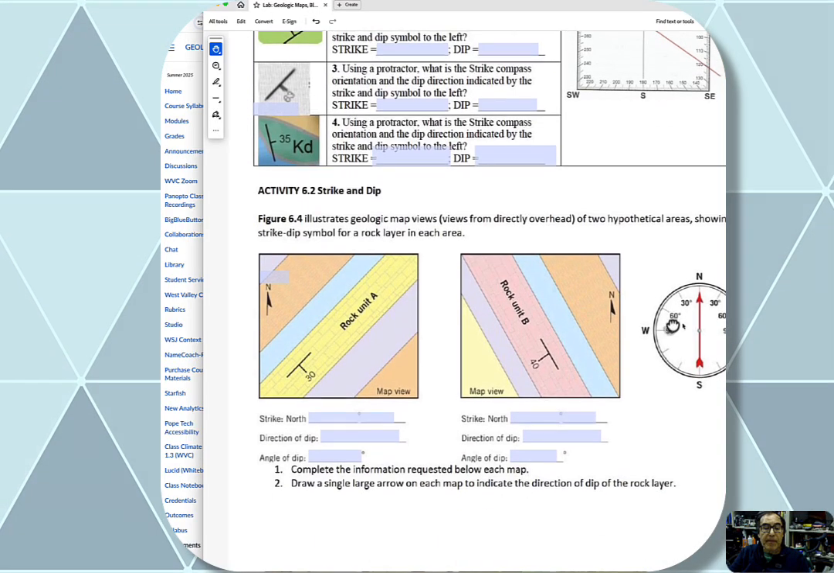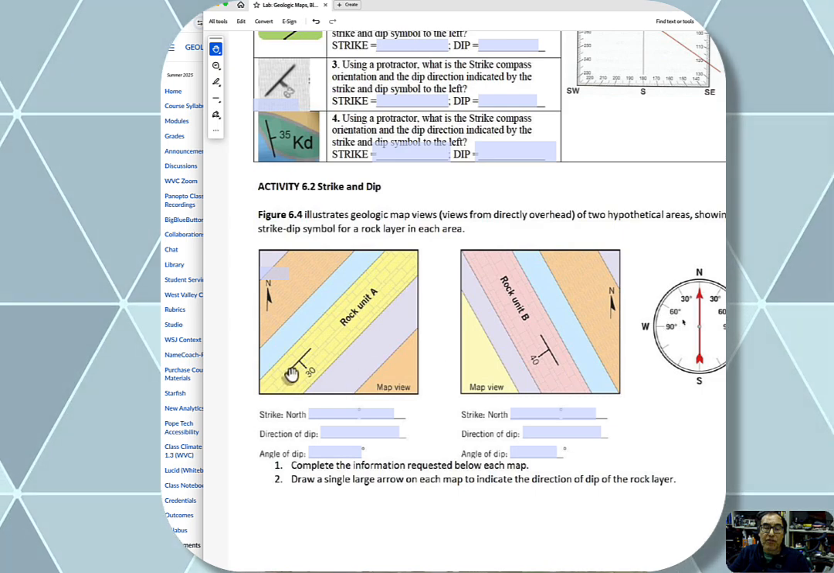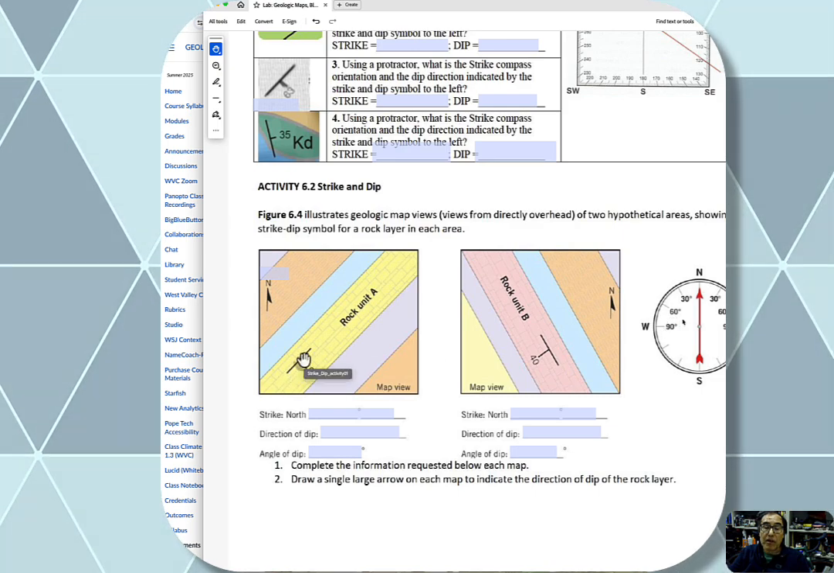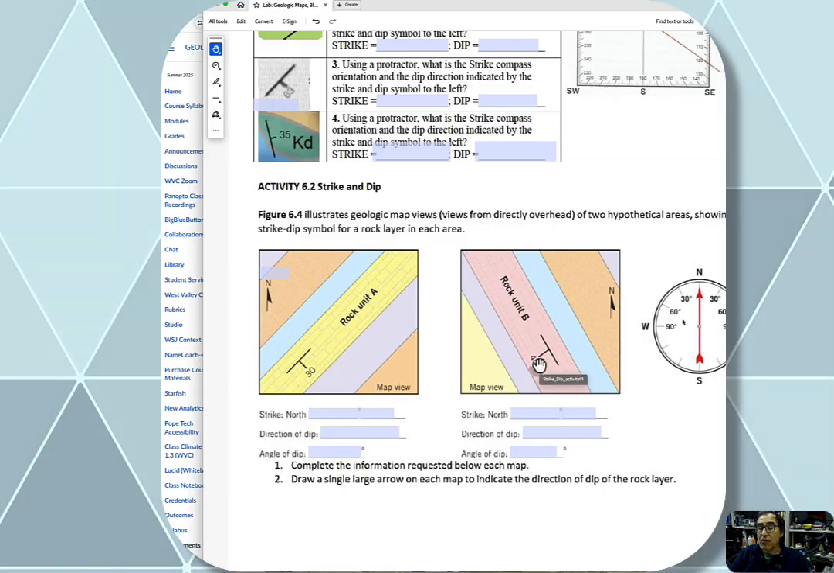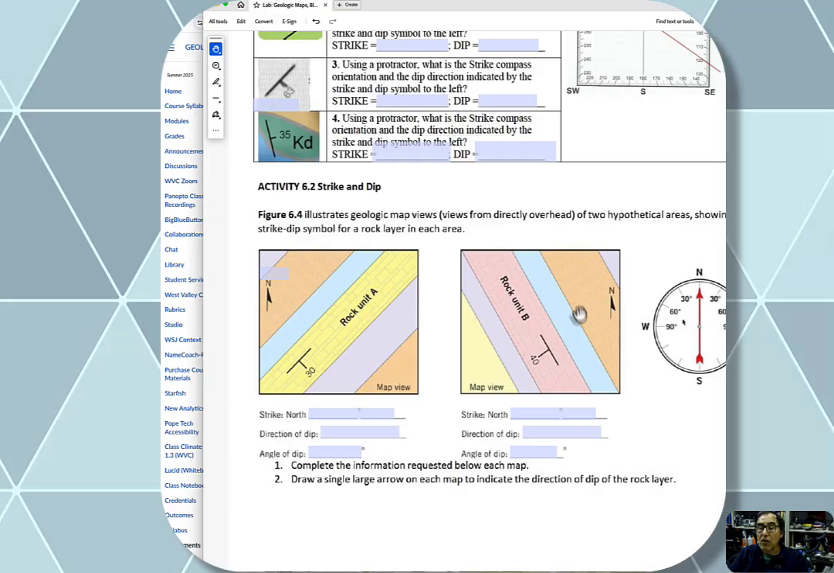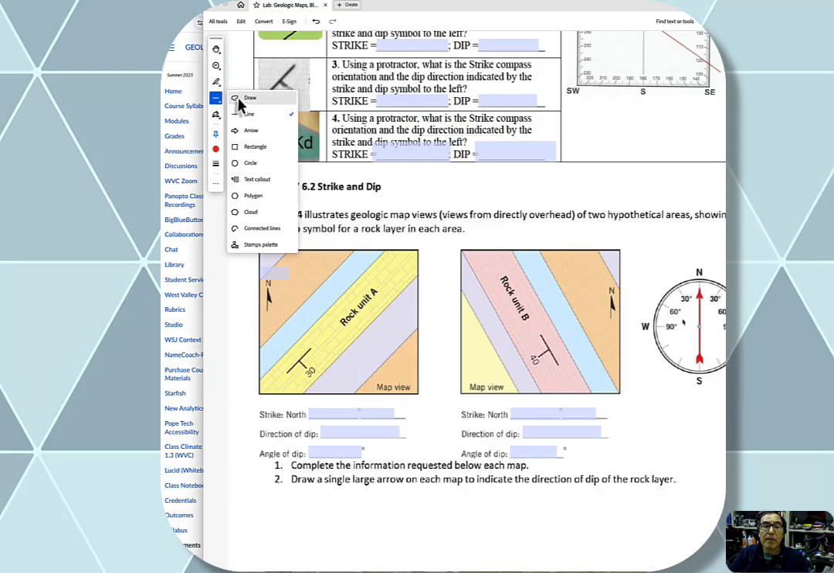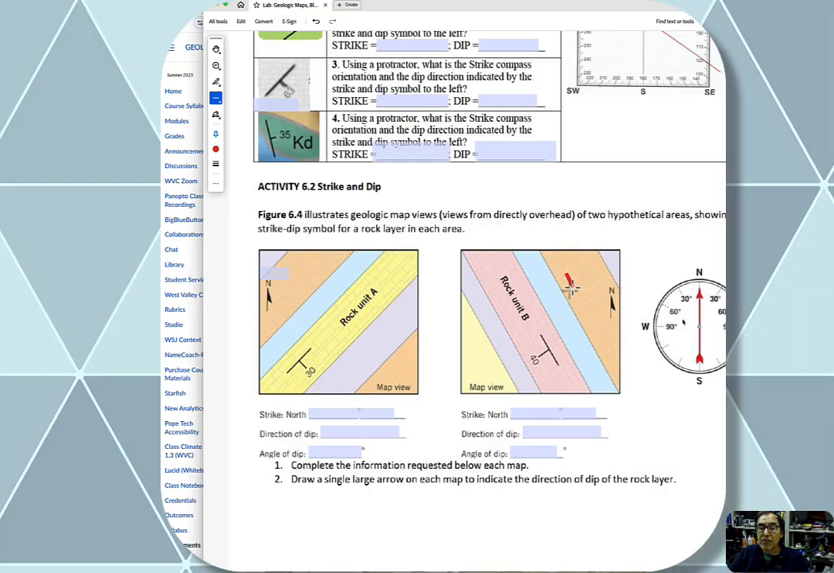And then you'll do the same thing with this case here. In this case, they want you to figure out the strike here. Remember, strike is always parallel to the geologic context as well, right? So another reason it's important is if you don't see a strike and dip symbol, you know that the strike line will always be parallel to the geologic context. So that would be the strike line.